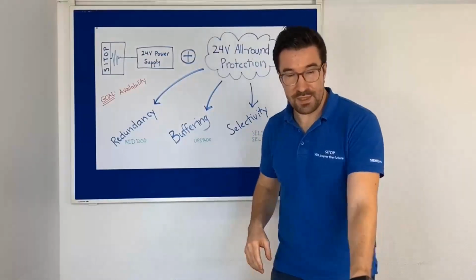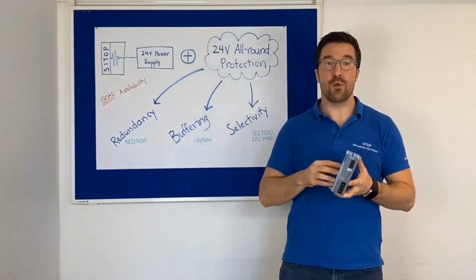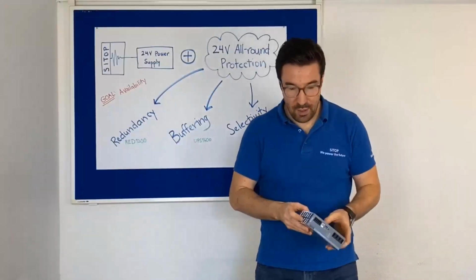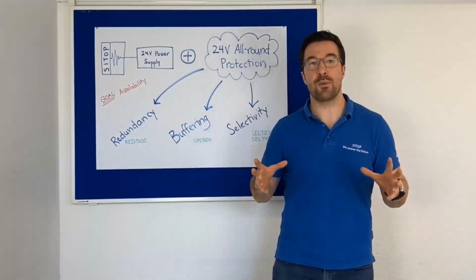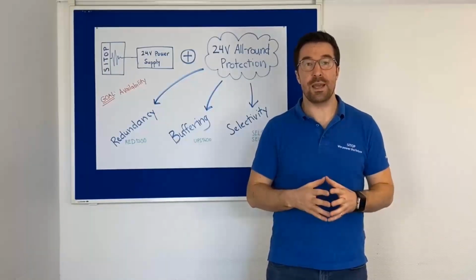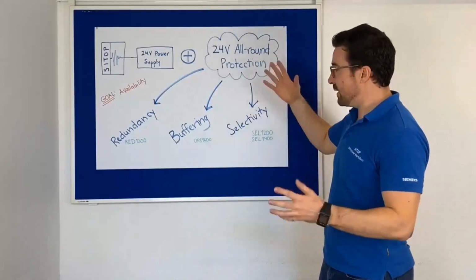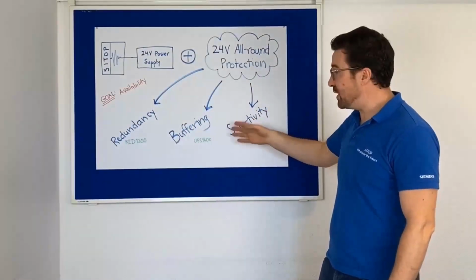Now it begins obviously with a good power supply where we can take AC and generate a 24-volt signal. But beyond just the power supply, we have a number of products built around this concept of how we can make sure that this 24-volt power is always there. Now it goes with three concepts. We have redundancy, buffering, and selectivity. And for each we have products.